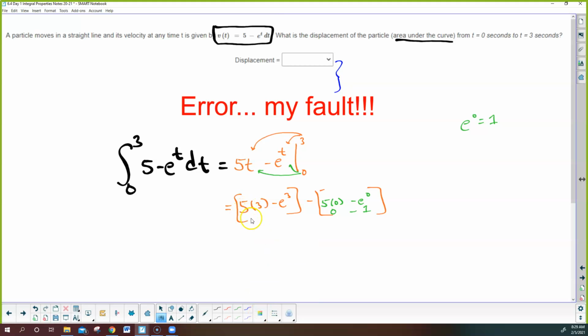And then to simplify, we get 15 here. So I end up with 15 minus e to the third, and then we're subtracting a negative 1, which becomes addition. So this was the answer that was not present. And to compensate for my error, I gave everyone credit on this problem. So just be careful when you're evaluating e to the 0. That was one of the big reasons why we did this specific problem.